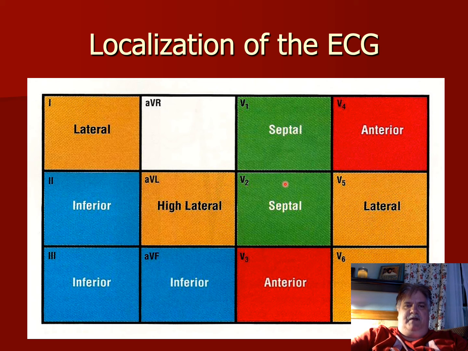So that's inferior and septal. We're going to move on to anterior, which is lead 3 and 4. You need 2 out of the 2 to call the anterior wall ischemia, injury, or infarction.